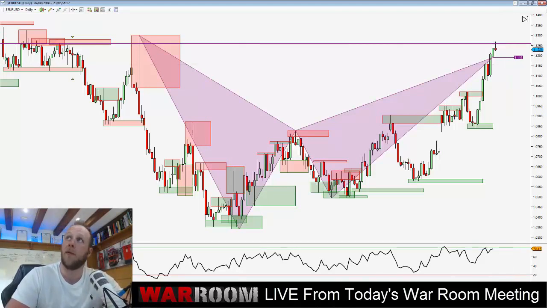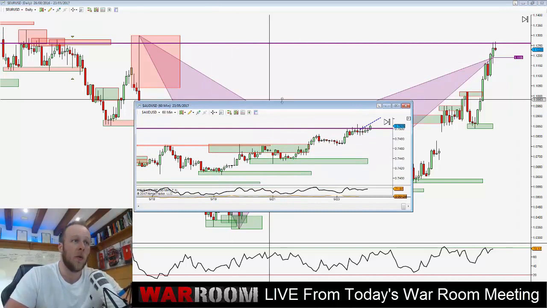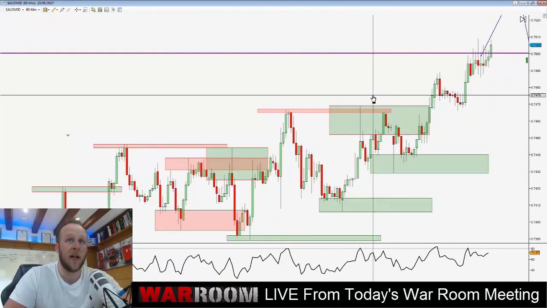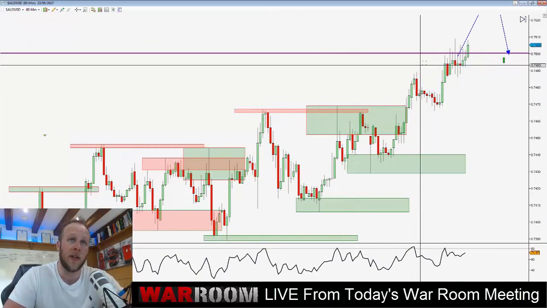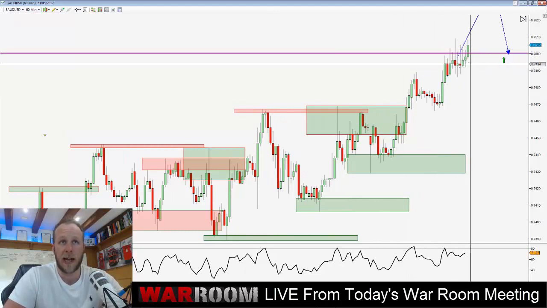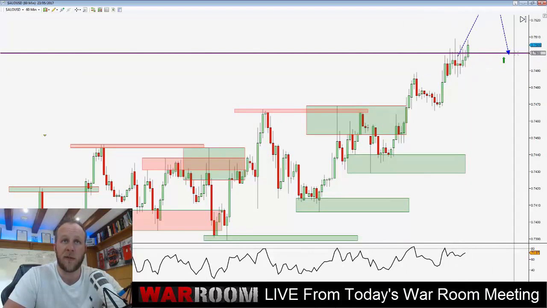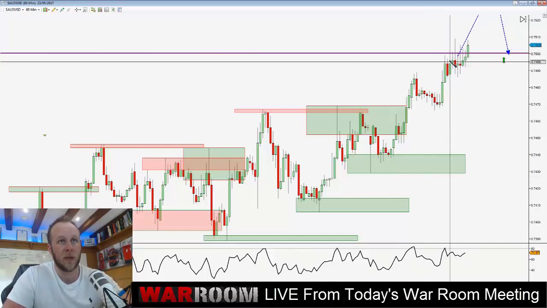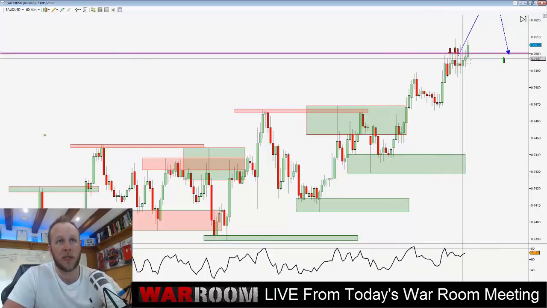One of them actually, before I go on to the euro dollar, one of them was the 7,500 even handle on the Aussie dollar. Okay, so if you look at how price action has respected this 7,500 even handle number, look how the candles are starting to form as we approach that level.